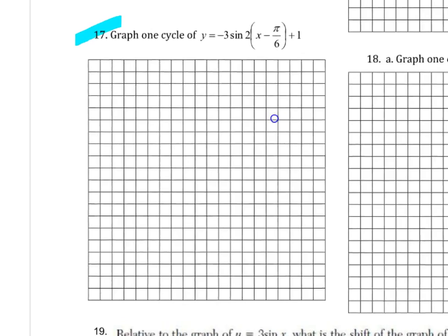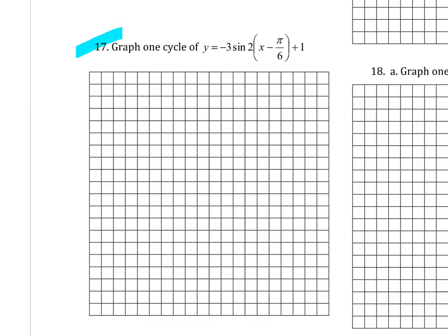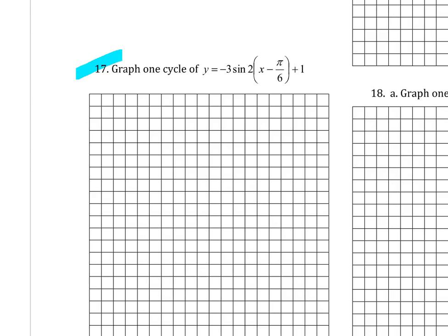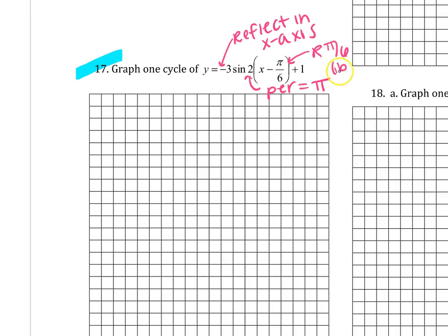Okay, on your test, you're going to have to do some graphing. This one has a lot going on with it. I've got a reflection in the x-axis. We've got a frequency of 2, which means our period is pi. This is going to mean right pi over 6, which according to our scale is 1 box, because that's 30 degrees. And lastly, up 1, which means the midline is now y equals 1.